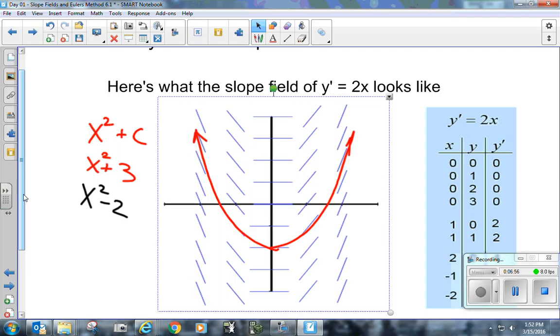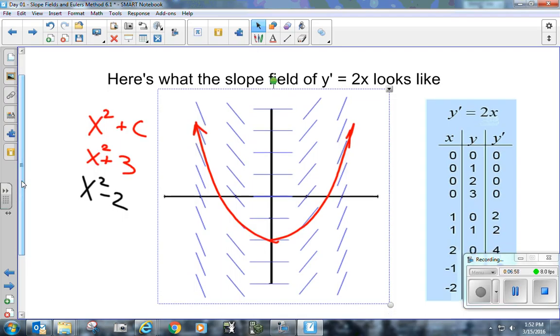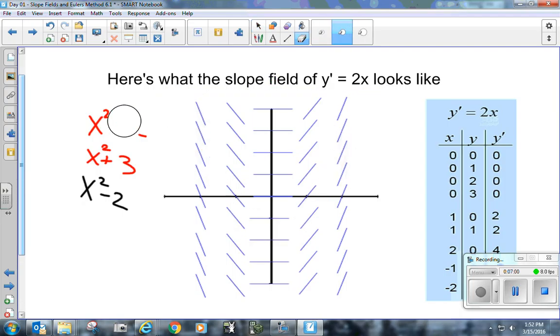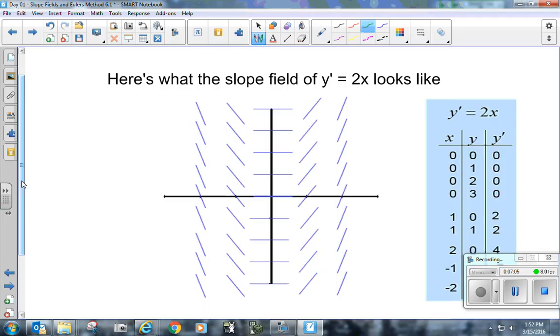And if we have our actual derivative, this is slope, isn't it? Well, I can technically take any coordinate here.